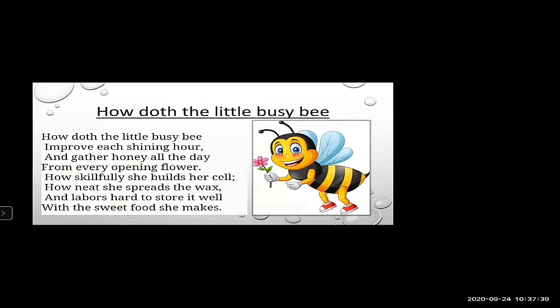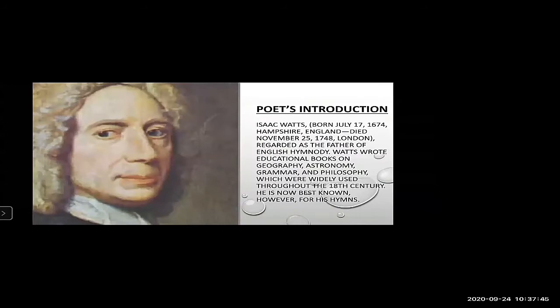Okay. Before understanding the meaning of this poem, let's see about the poet. Now, the poet of this poem is Isaac Watts. He is a very well-known poet. He was born on July 17, 1674 in Hampshire, England. He died on November 25, 1748 in London. He is regarded as the father of English hymnody.